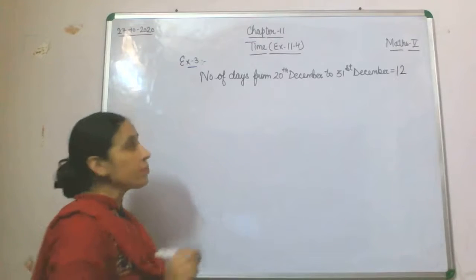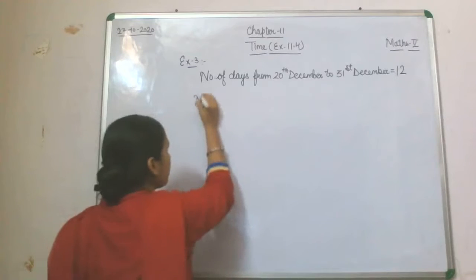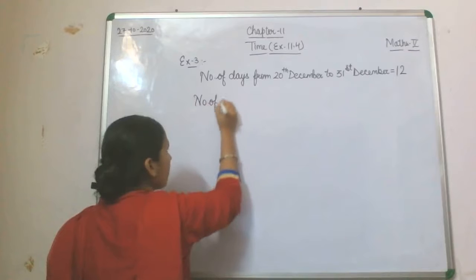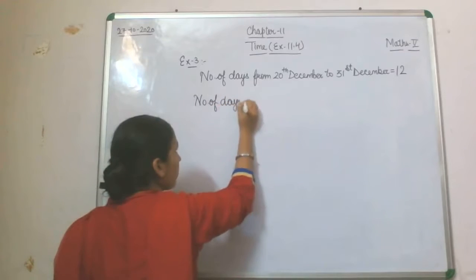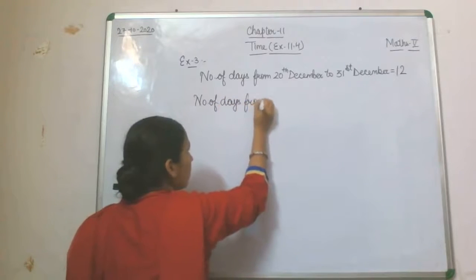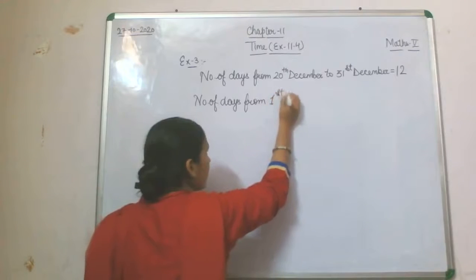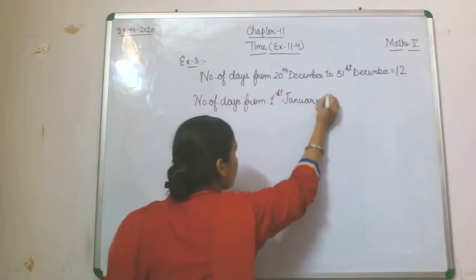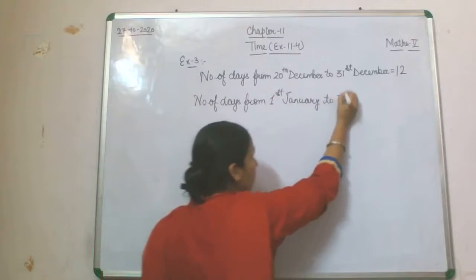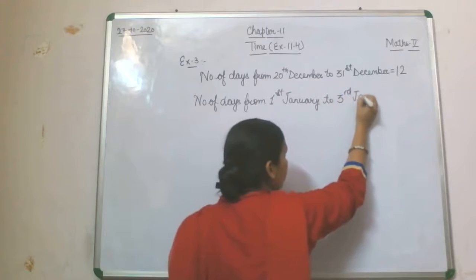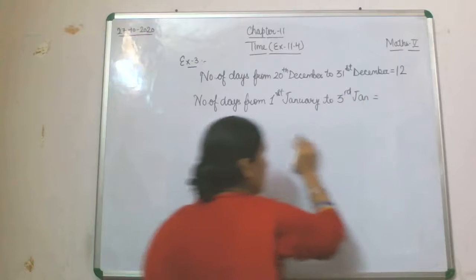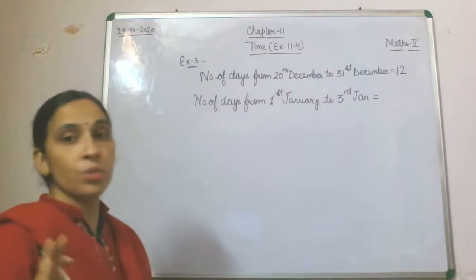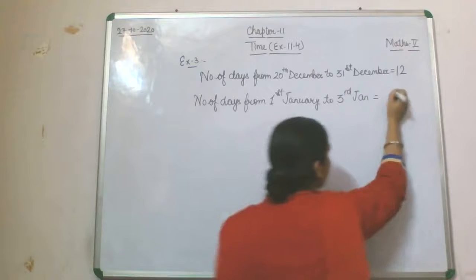Now the number of days in the next year, from 1st January to 3rd January. So what is the duration of days? 1, 2, 3. So here the number of days will be 3.